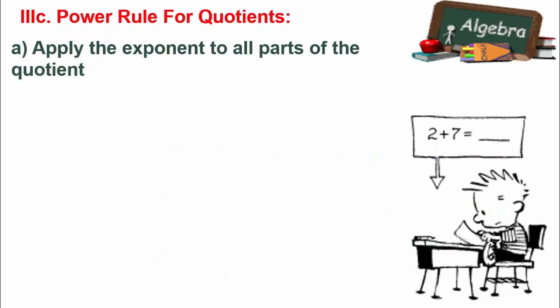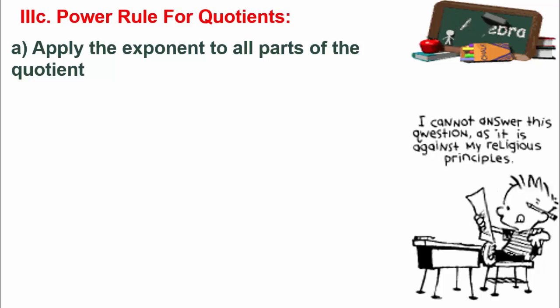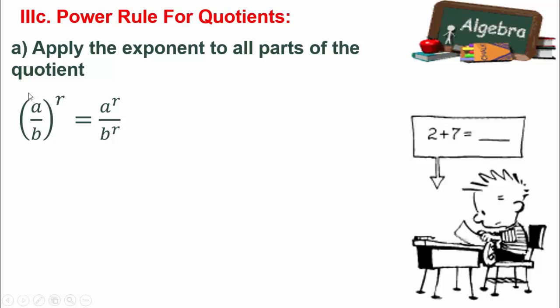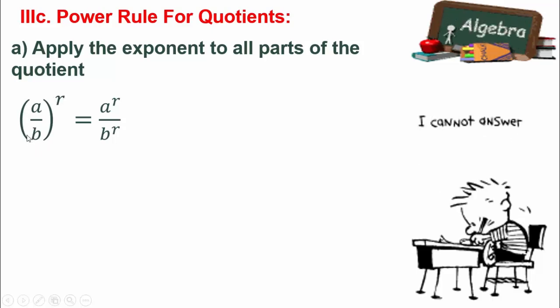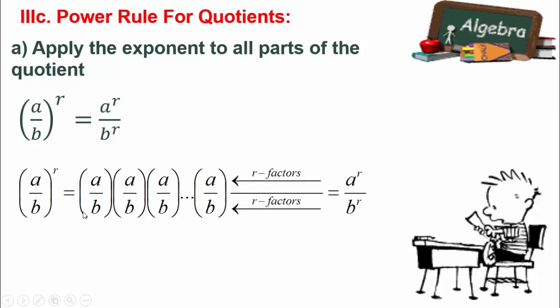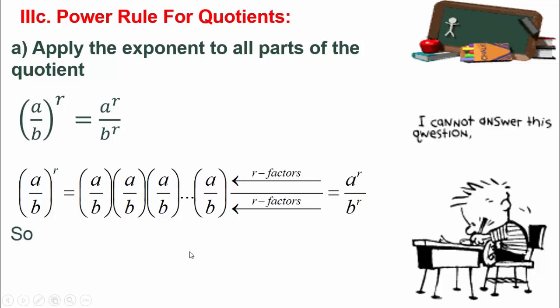And in C, when we have the power rule to the quotient, it's the same idea. We want to apply the exponent to all the parts of the quotient. So that means if we have a over b inside a bracket, remember this is inside the bracket, and we have the r out here, we bring the r here and here. So here is why it's true. So this is just an abstract version, r factors, and a over r, b over r.